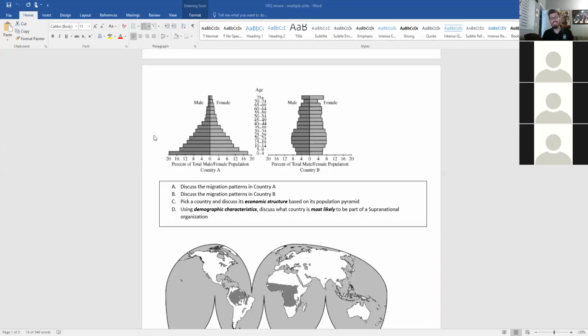And then the second one is the African Union, which you only use if you can't use the European Union, right? Because they're both so similar. So which one is most likely? You have to discuss this.